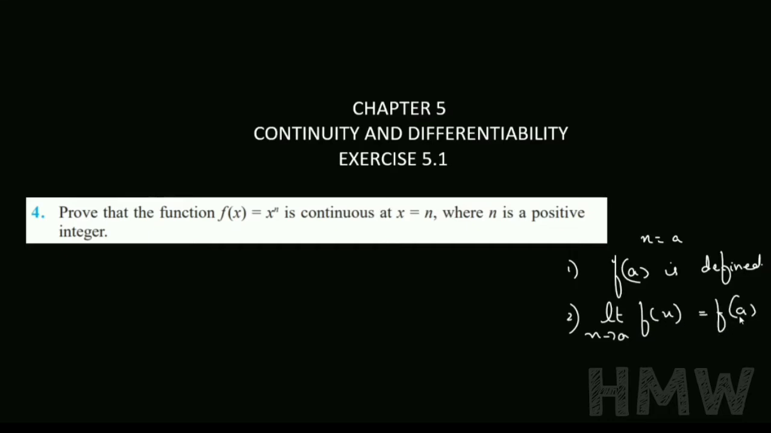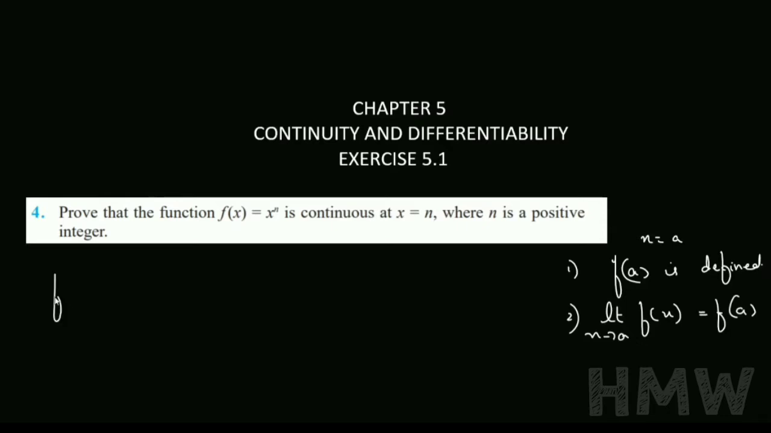When will you say a function is continuous at a point x is equal to a? A function is said to be continuous at a point x is equal to a if, first, f of a is defined. Second, limit x tends to a of f of x is equal to f of a. That means the limiting value is equal to the functional value. So here we are going to prove that the function is continuous at x is equal to n, where n is a positive integer.